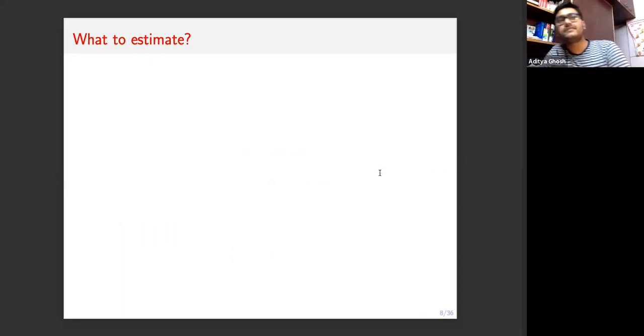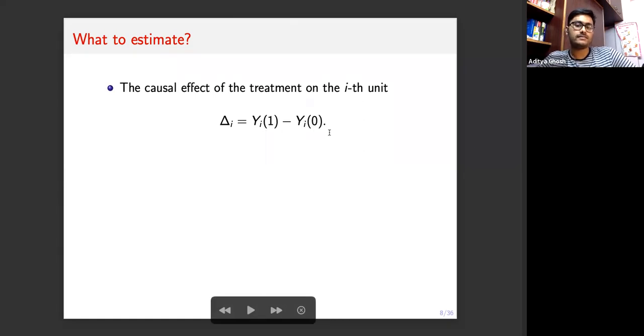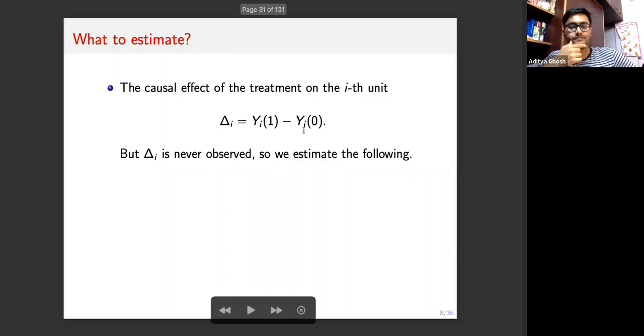Now, the question is, what do we want to estimate? So we have multiple units, and we have introduced the notation Yi equal to Yi(Wi). Then what do we want to estimate? Now, for the ith unit, we might define the causal effect as simply Yi(1) minus Yi(0). This is the potential outcome had the ith unit taken the active treatment, and this is the potential outcome had the ith unit not taken the treatment. And as you might have noted, we never observe this delta i, right?